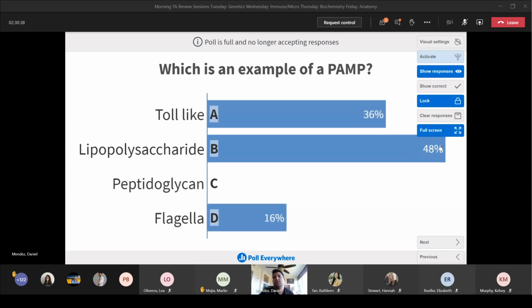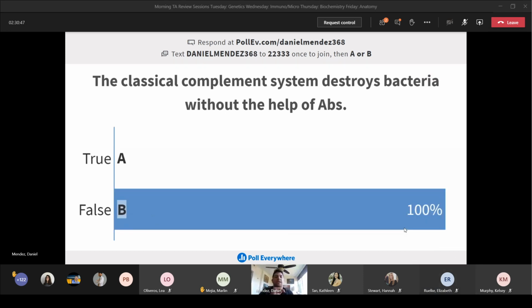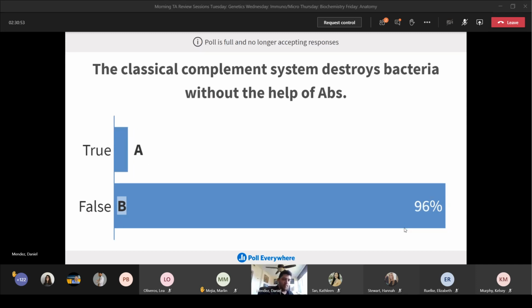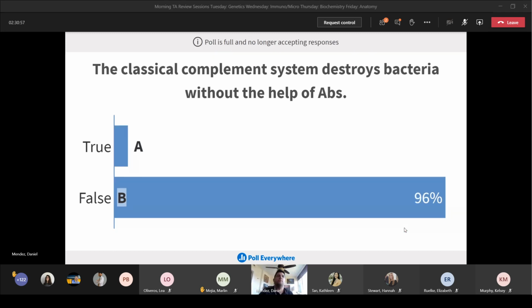How is peptidoglycan not a PAMP? So peptidoglycan specifically is the cell wall. So we can't differentiate the cell wall of the organism. So we do use peptidoglycan for other parts of the immune system, but not as a PAMP specifically because it doesn't project from the cell. It's not a receptor that we can kind of see on the outside of the cell.